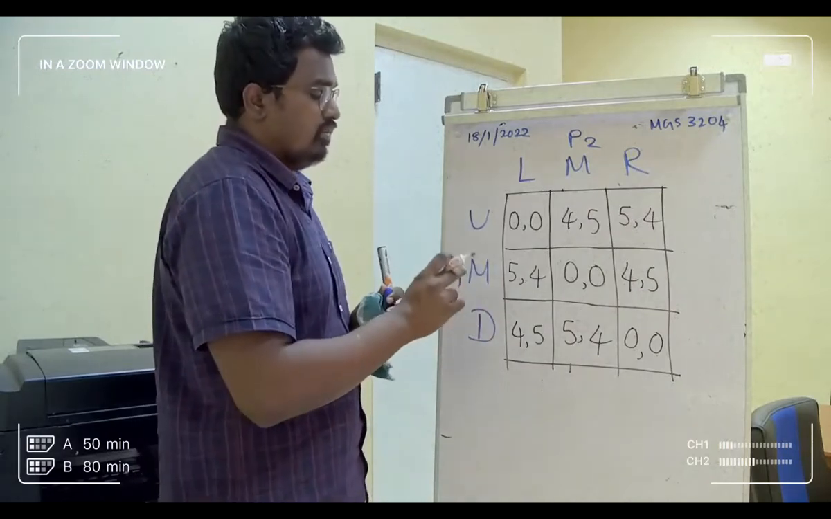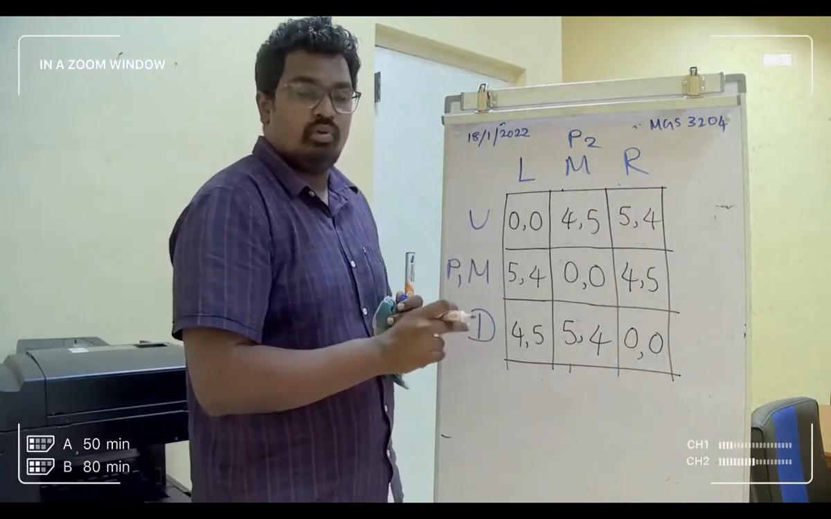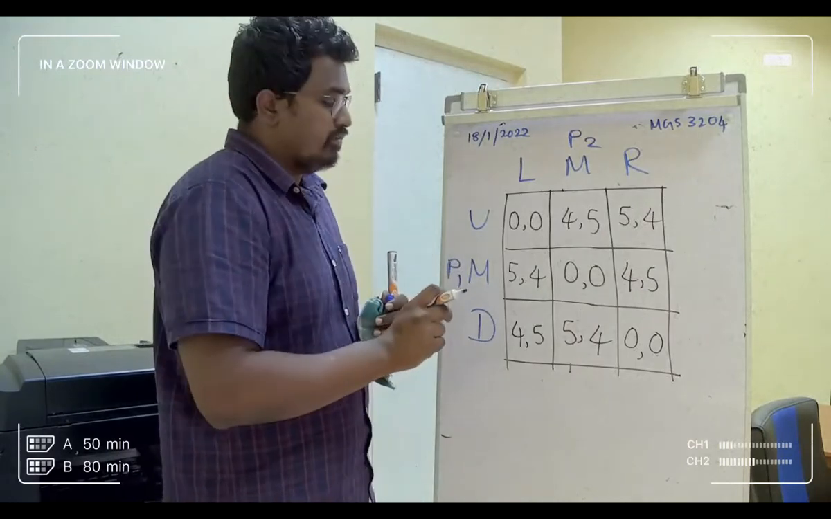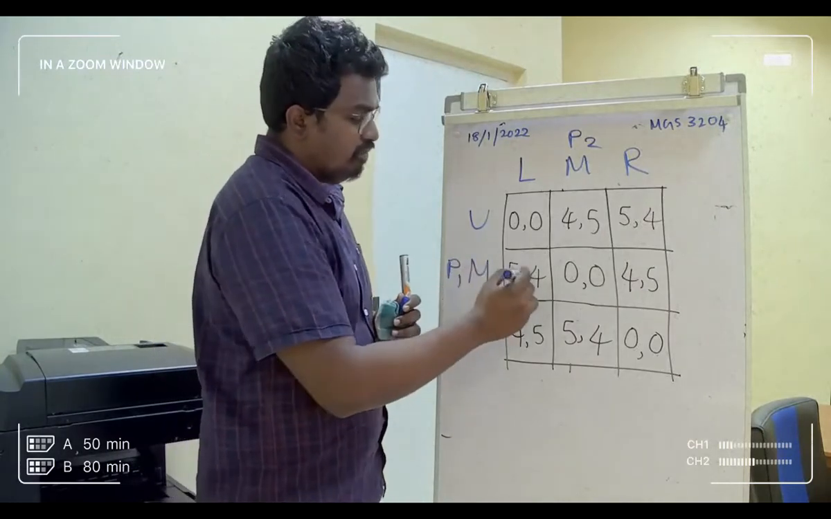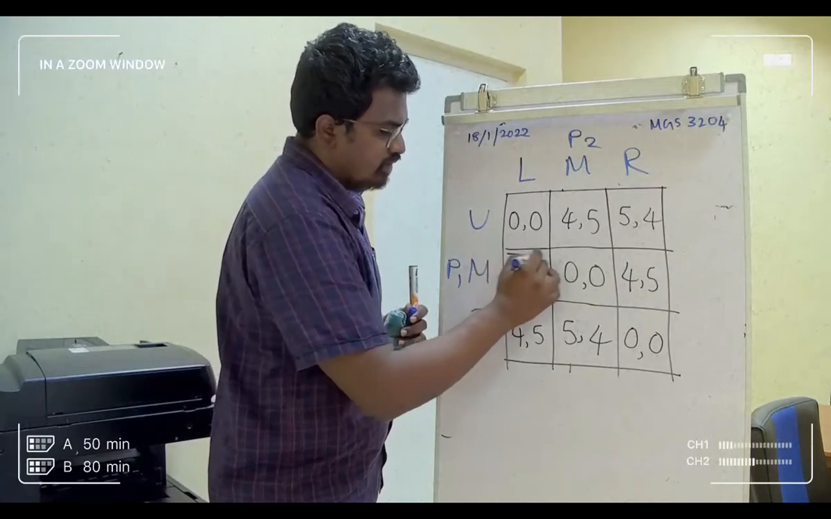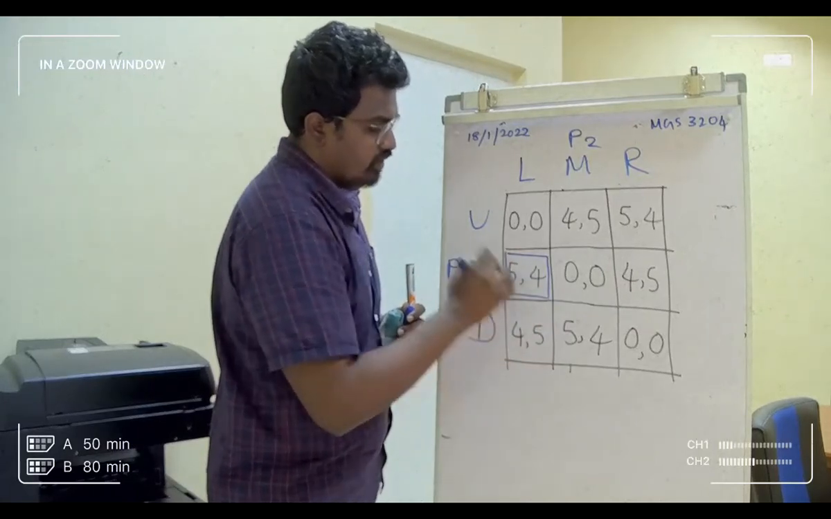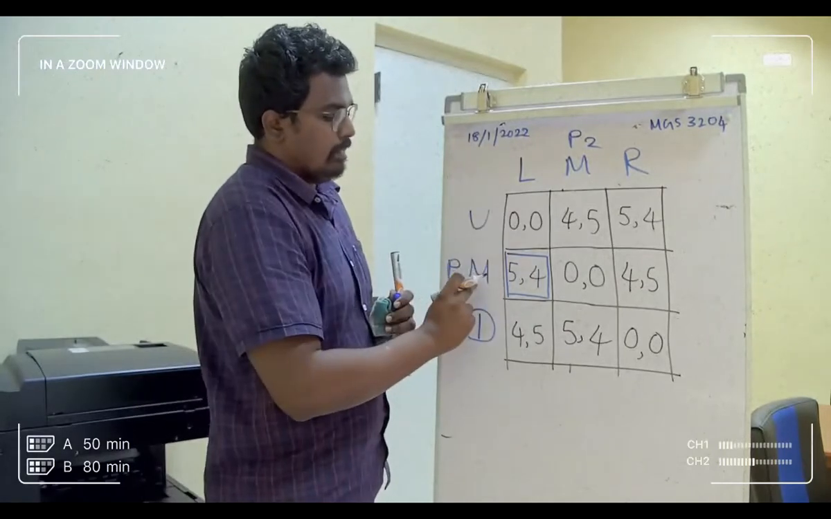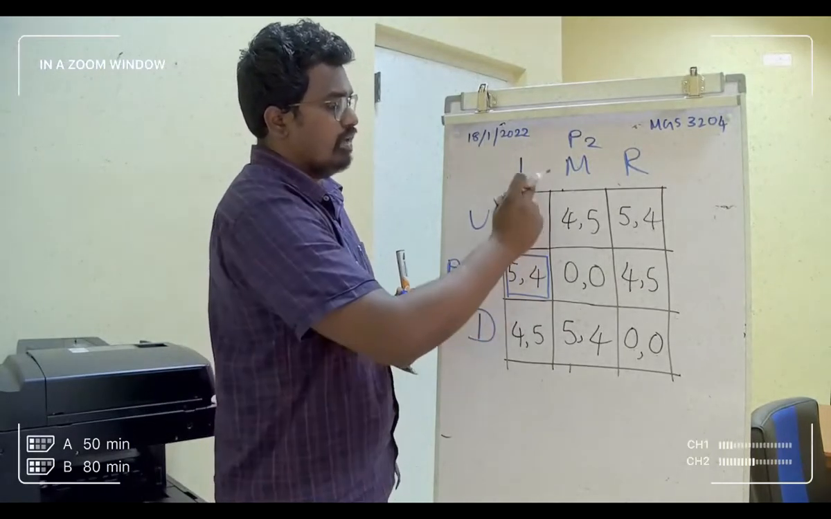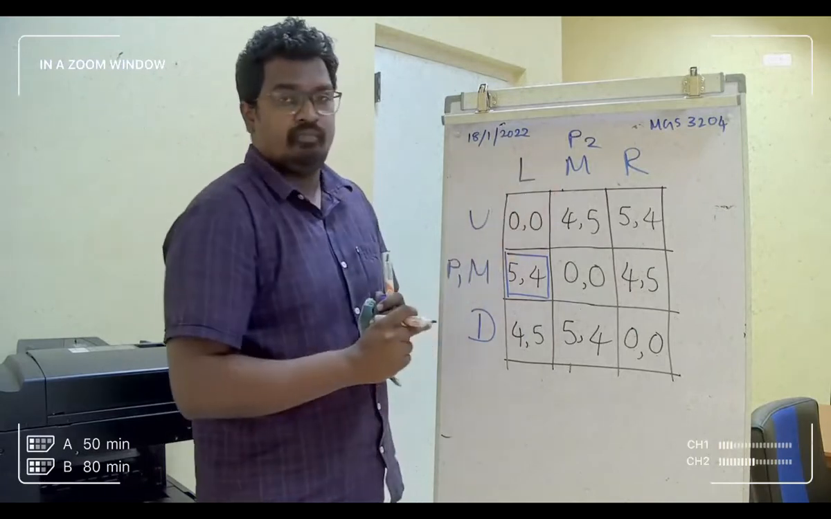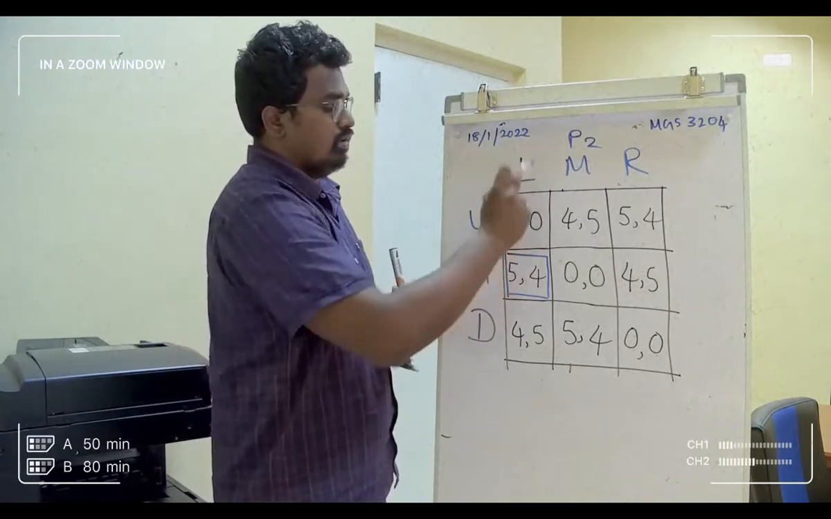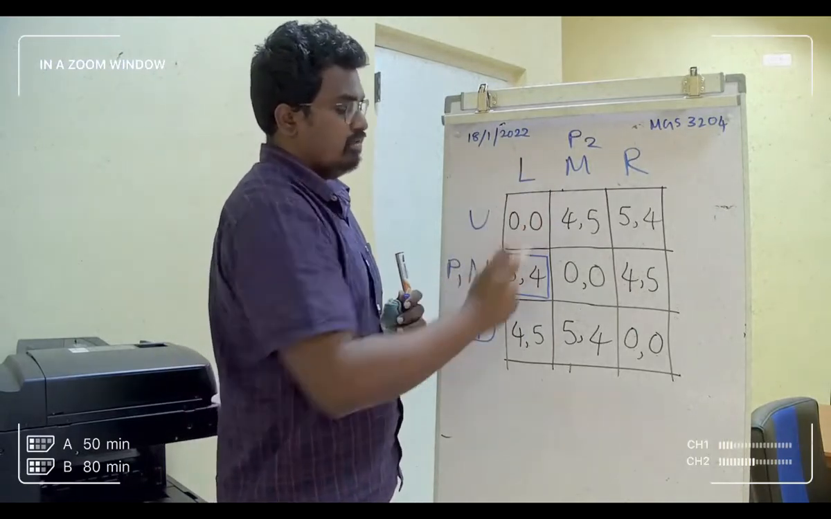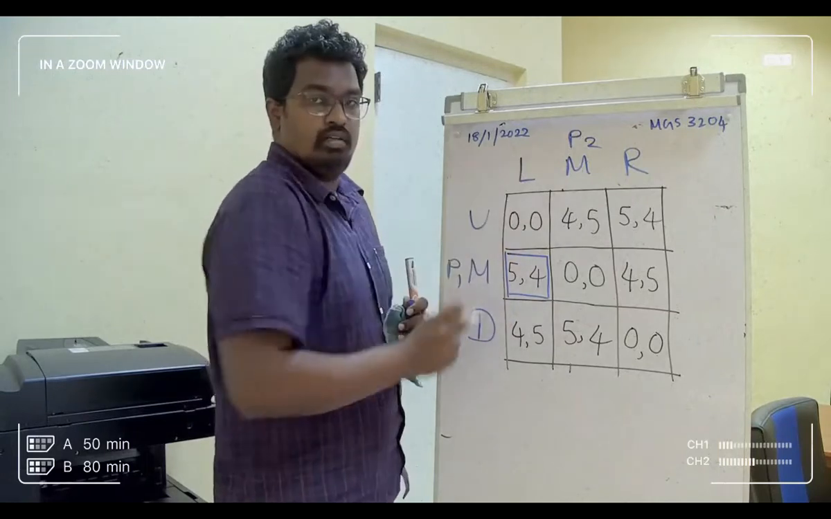Let me say it this way. To start this game, first we'll start from here. This is our starting point. So what is that? Middle for player 1 and left for player 2. So we'll start from the combination ML, middle and left.